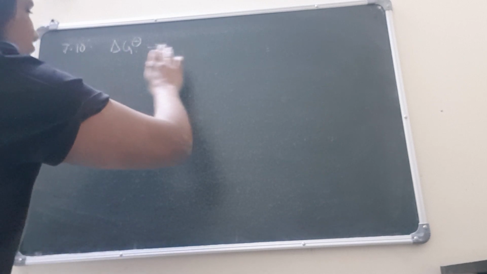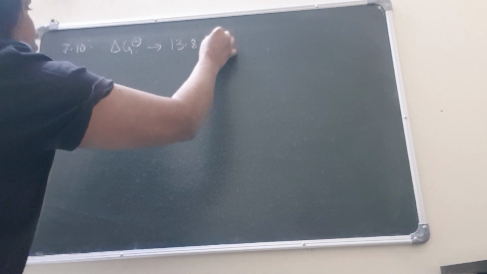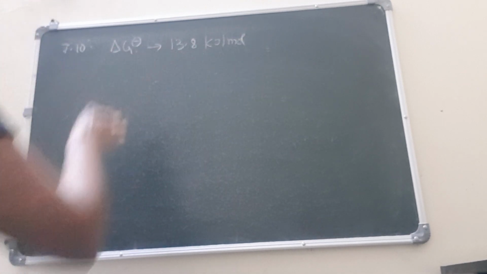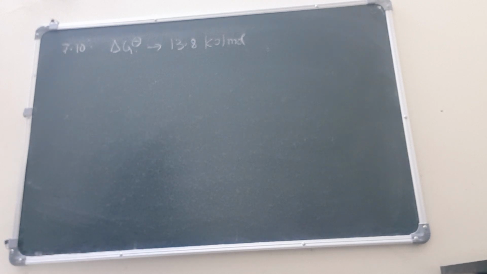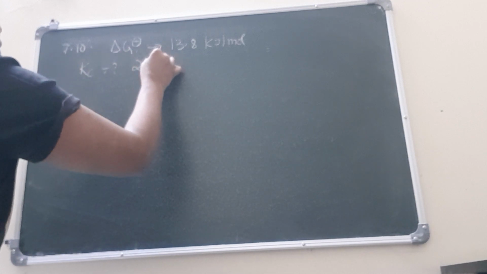This is 7.10 solved example. Okay, so they have given delta G naught for phosphorylation of glucose. Okay, there is some reaction. Delta G naught is given as 13.8 kilojoules per mole. This reaction is phosphorylation of glucose, basically conversion of glucose to glucose phosphate, and this is given to you. All right, glycolysis, it is breakdown of glucose. Yes, you have to find the value of Kc at 298 Kelvin.